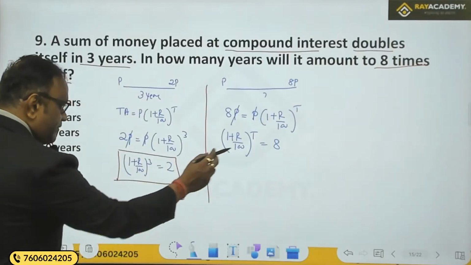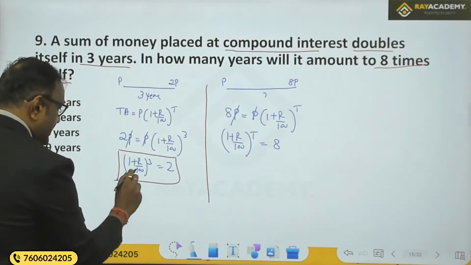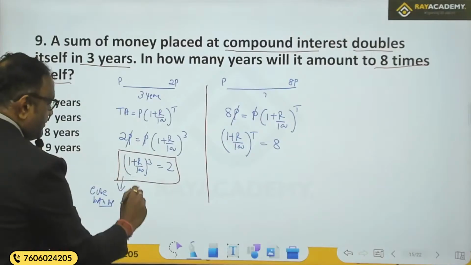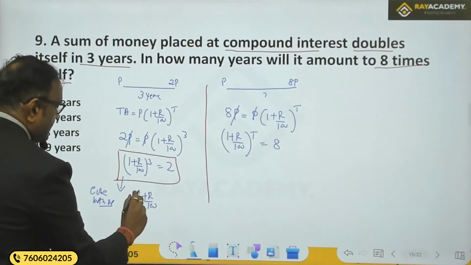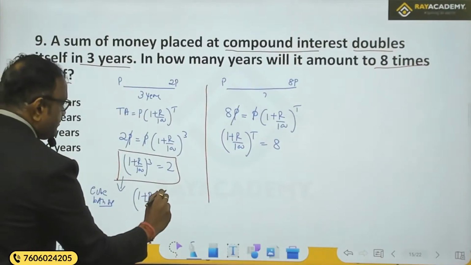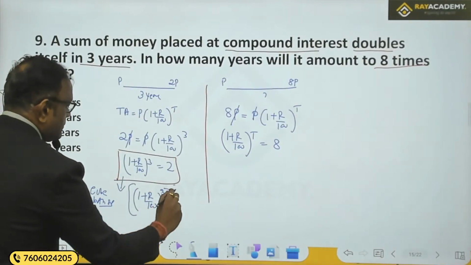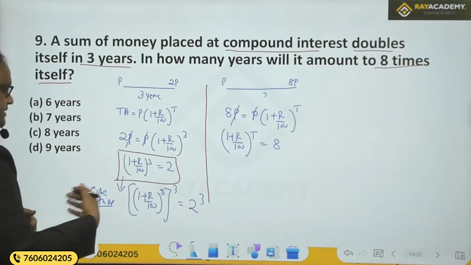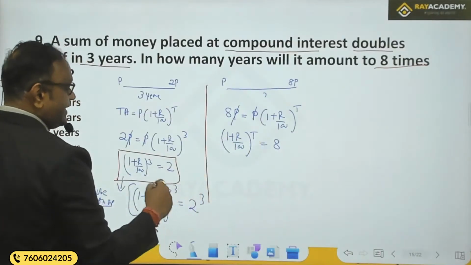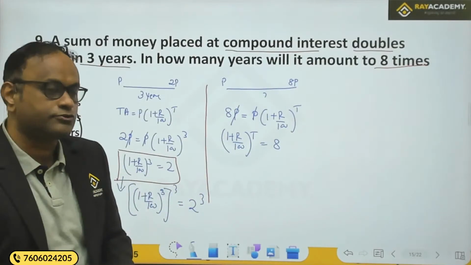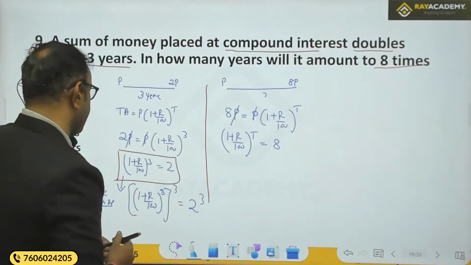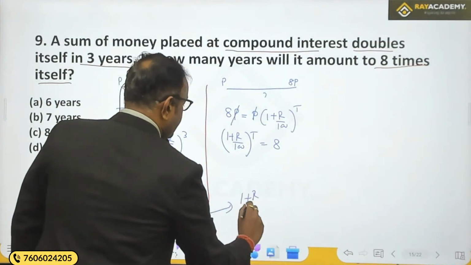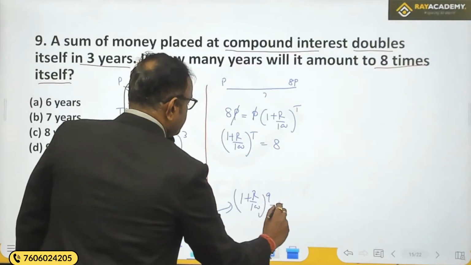Look, here we have 8. If I cube both sides, then 1 plus R by 100 to the power 3, to the power 3, equals 2 cube. Why did I cube both sides? Because I need 8, and I know 2 cube is 8, that is why I wrote it, there is no other meaning. So you can say 1 plus R by 100 to the power 9 equals 2 cube, that is 8.